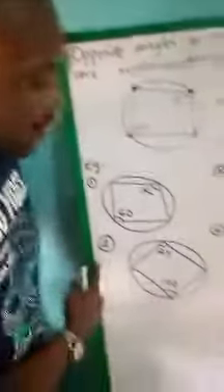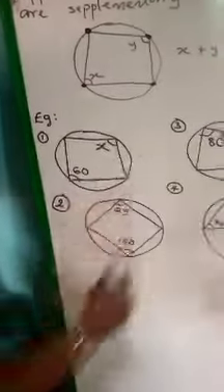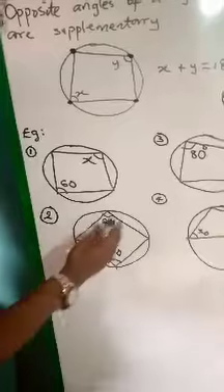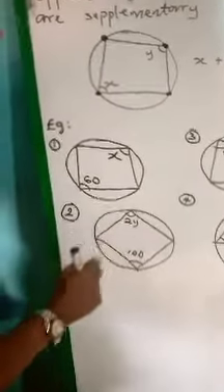If you look at question number 2, it's a cyclic quadrilateral because all the ends are touching the circle. That means these opposite ones, 2y and 100, will give you 180. That means y must be 40 because 40 times 2 is 80 and 80 plus 100 is 180.